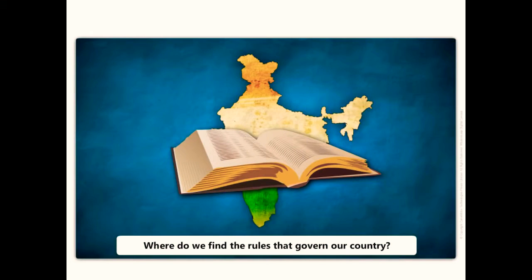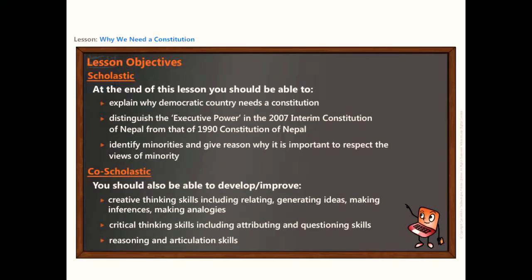Where do we find the rules that govern our country? At the end of this lesson, you should be able to explain why a democratic country needs a constitution, distinguish the executive power in the 2007 interim constitution of Nepal from that of the 1990 constitution of Nepal, identify minorities and give reasons why it is important to respect the views of minorities.